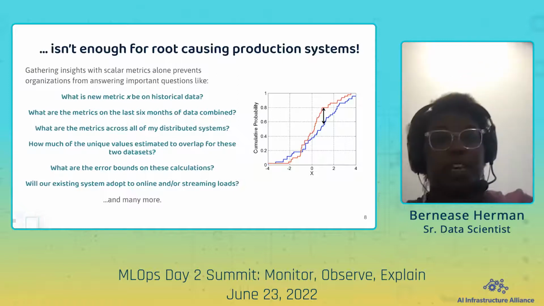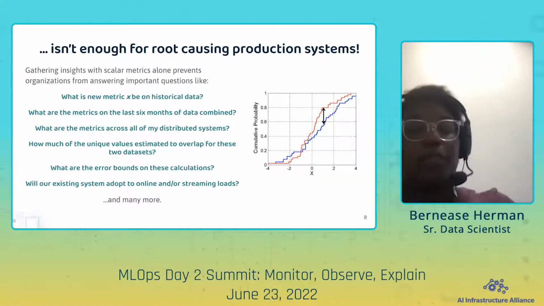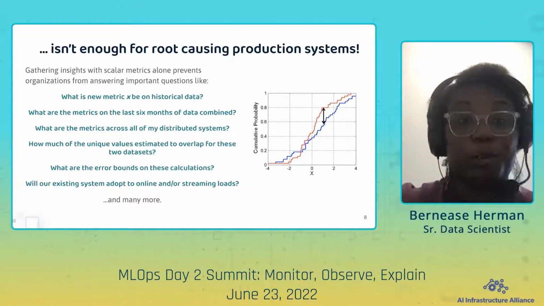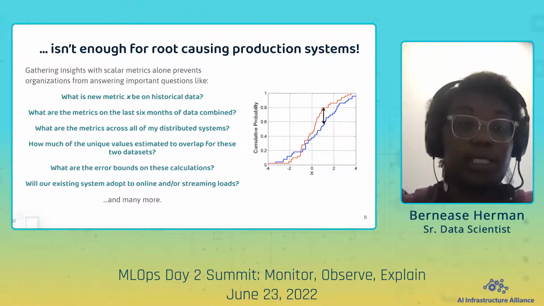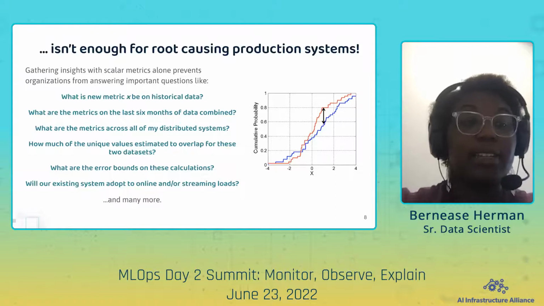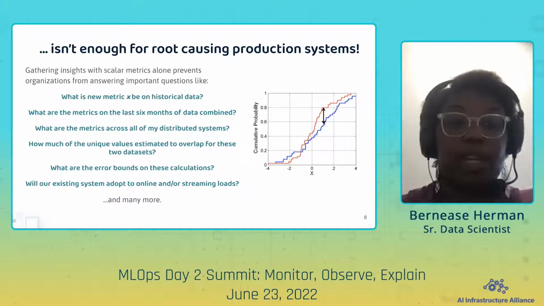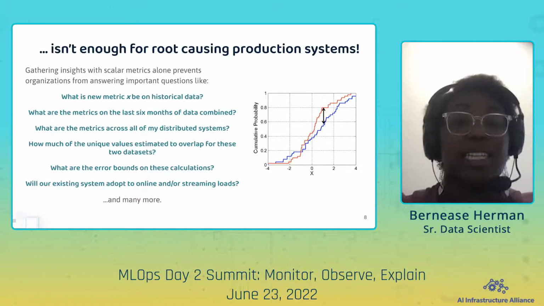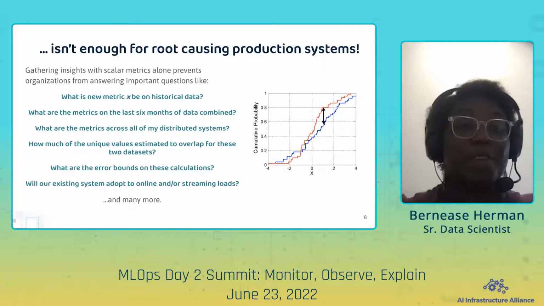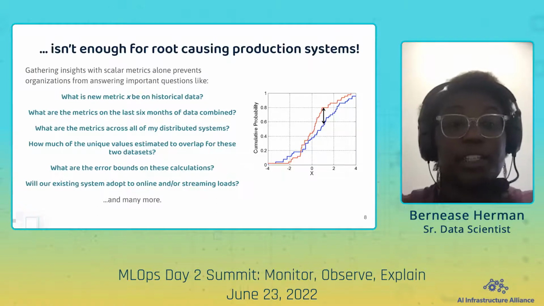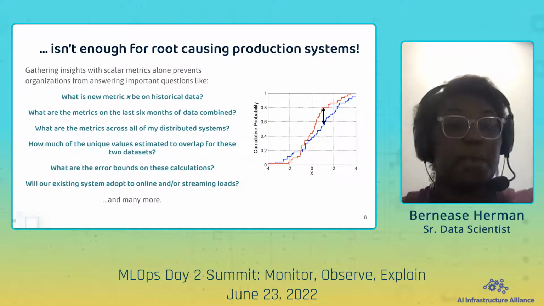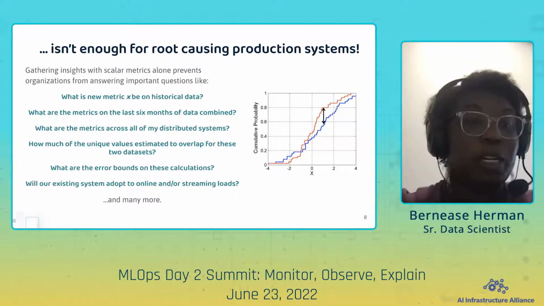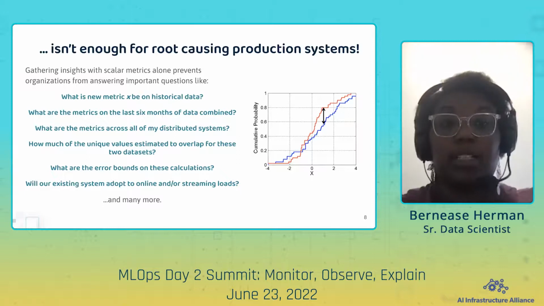But these scalar metrics, even if you collect them for each of the columns, isn't really enough to root cause a production system. Gathering insights with these scalar metrics alone prevents a number of questions from being answered at your organization, all of them quite important. So things like, what would a new metric X be on historical data?